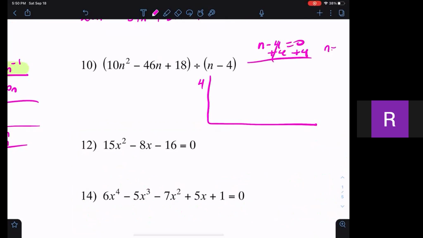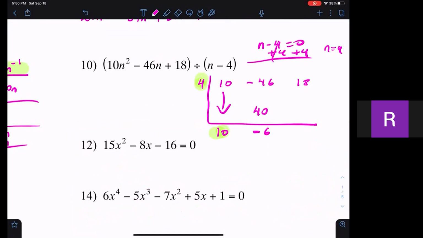Okay. N equals 4. That's the 4 from here. And then this is going to be 10, negative 46, 18. You just drop this 10, you multiply by 10, you multiply these 2. You multiply those 2. So that's 40.